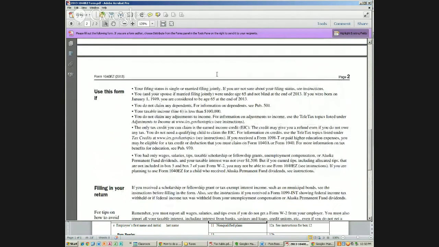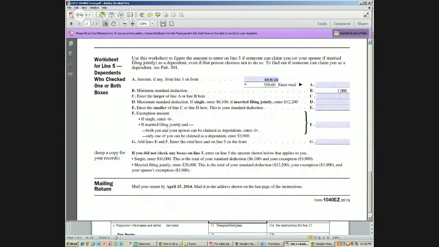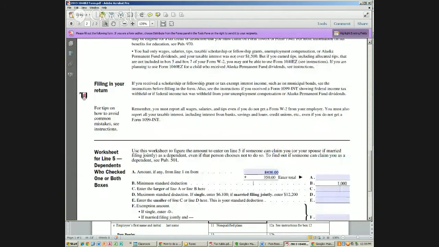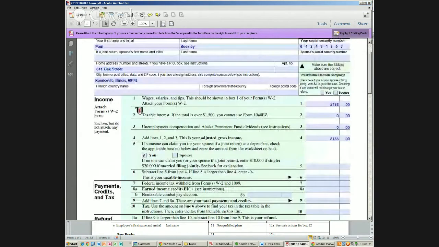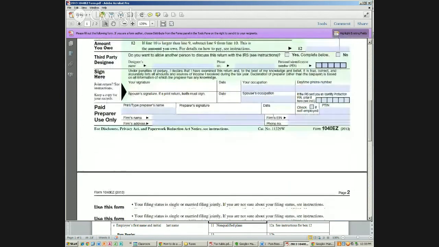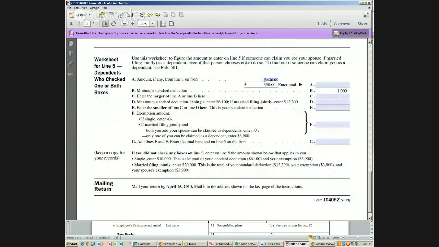So I'm on the back of the paper, down here, where it says worksheet for line 5. And what's the question? Line A. Amount, if any, from line 1 from the front. So they want you to put the amount from line 1 on the front. So I'm going to turn my paper back over, look at line 1. What amount do I have there? 8,436. All right, I'm going to flip my paper back over, put down 8,436. Then it tells me, add 350 to it.